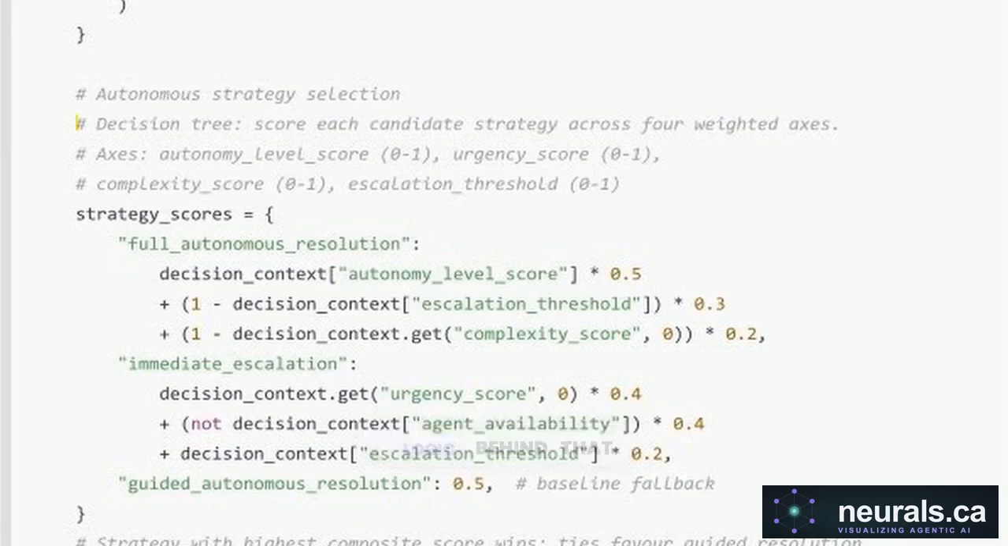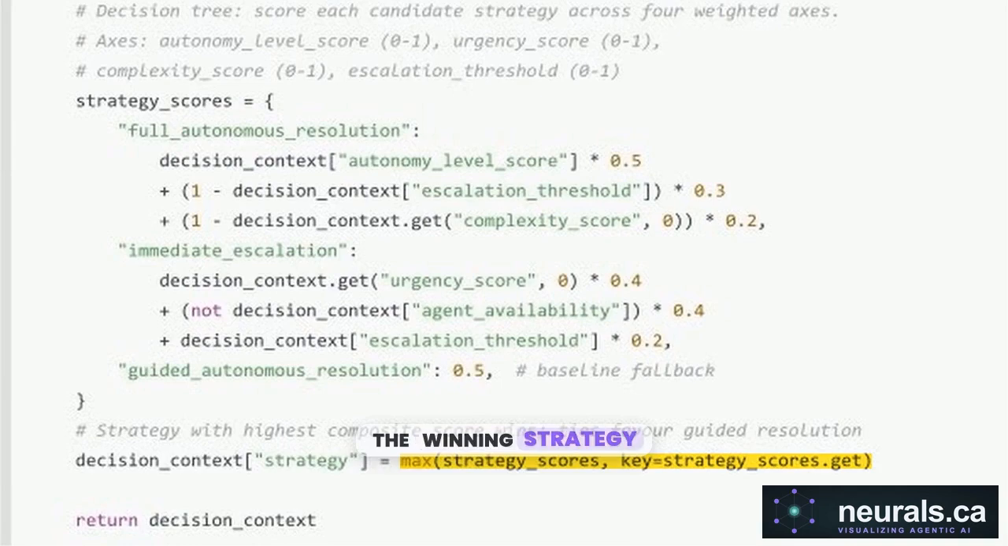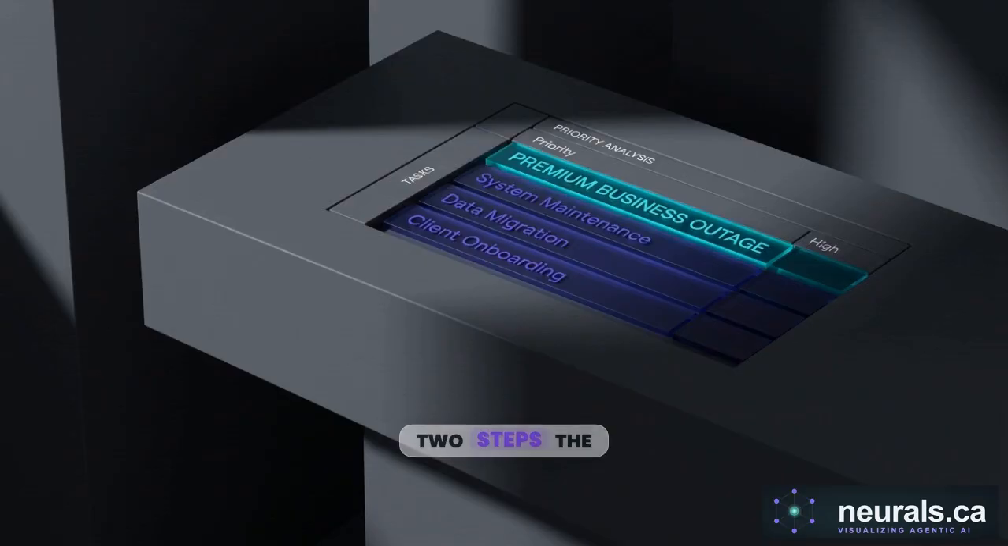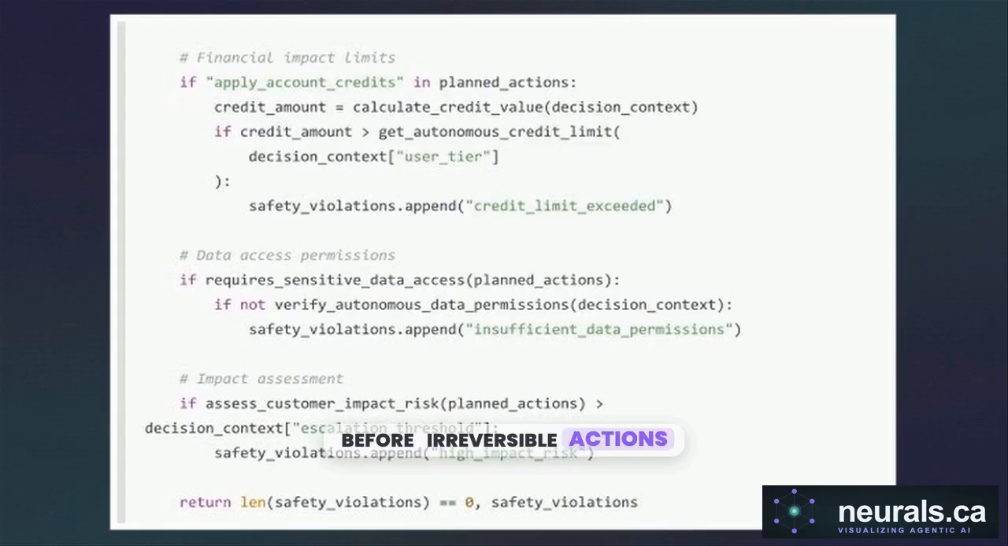Here is the mathematical logic behind that choice. The agent scores candidate strategies across weighted axes and uses an argmax function to identify and select the winning strategy. By following these 2 steps, the agent independently determines the severity of the crisis and maps out a resolution strategy without needing human intervention. Before irreversible actions occur, the chosen strategy passes a strict safety gate.